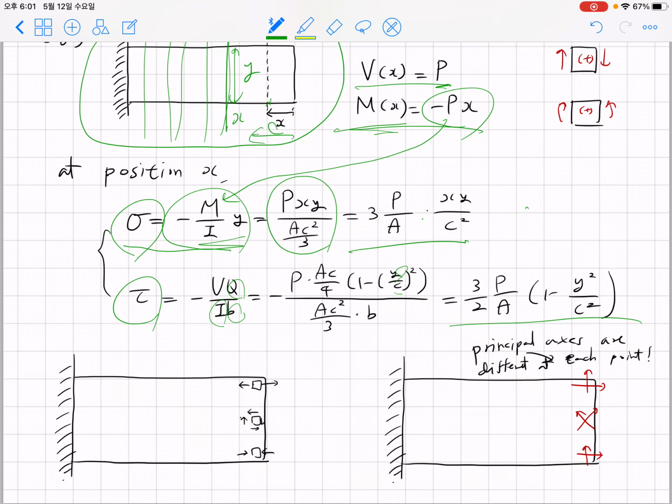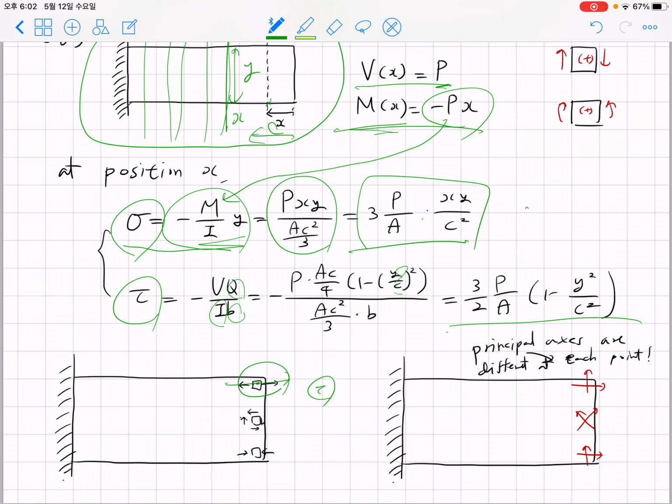Now what you can see here is that at the top, because y becomes c at the top, we don't have any tau, so at the top we only have a sigma x component. So this simply becomes the principal axis.